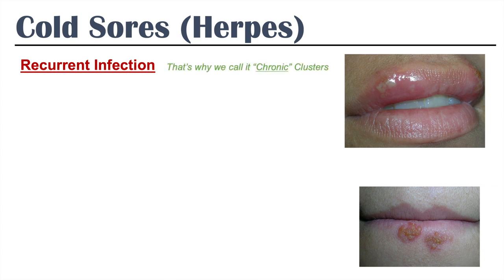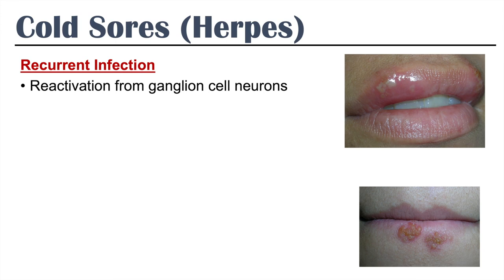It could be that you're immunosuppressed in some way. You may have an illness or infection, or sometimes when you get older or some kind of stressor can cause this to erupt and have another recurrent infection of cold sores. And this is due to a reactivation of the herpes simplex virus from the ganglion cell neurons. And it recurs at the primary site of infection. So wherever you had that site of inoculation the first time, where you had that eruption of painful vesicles, you're going to have the same recurrent infection in the same place.